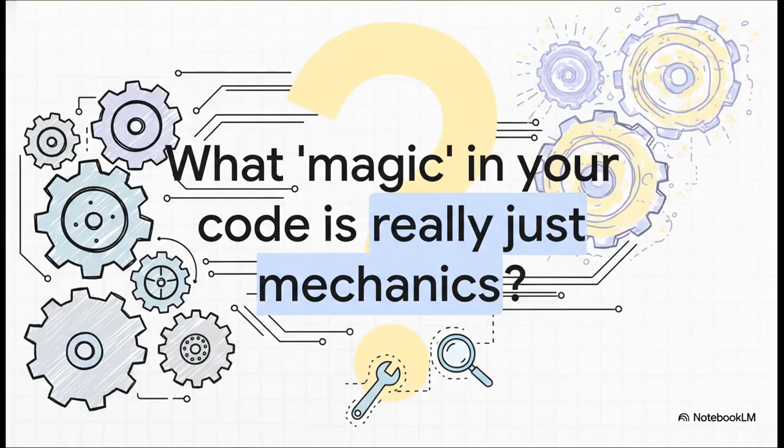So in the end, this whole mystery wasn't about magic at all. It was about mechanics. We didn't need some clever, complicated hack to fix it. All we needed was to understand the rules of the game we were playing. And that leaves me with one final question for you to think about. What's something in your codebase that feels like magic right now? That's really just a set of mechanics waiting for you to investigate.